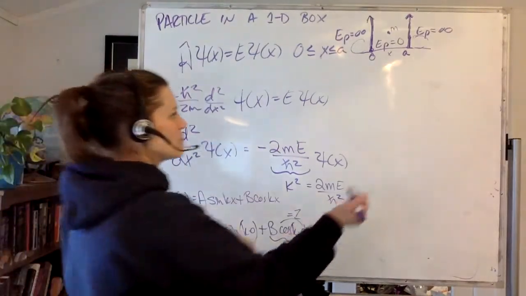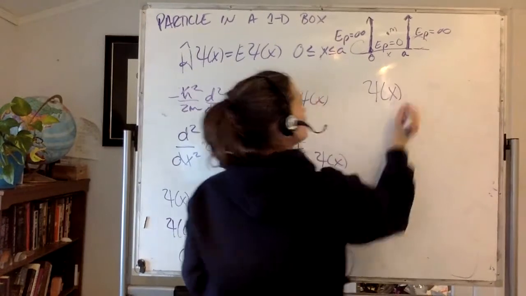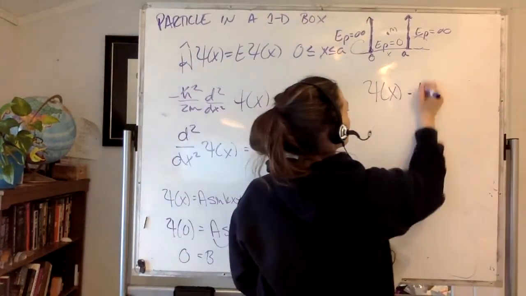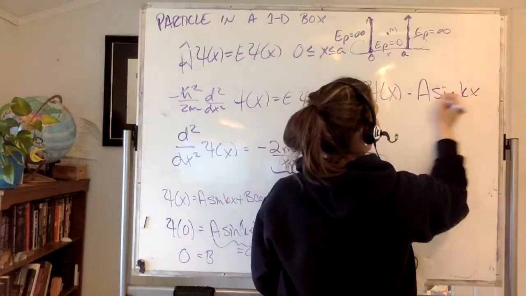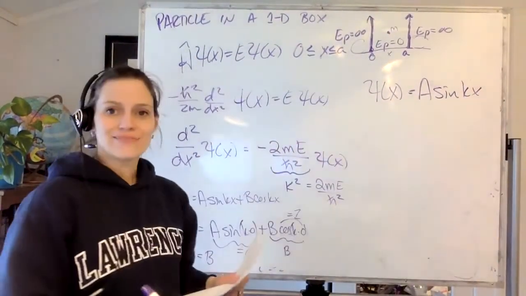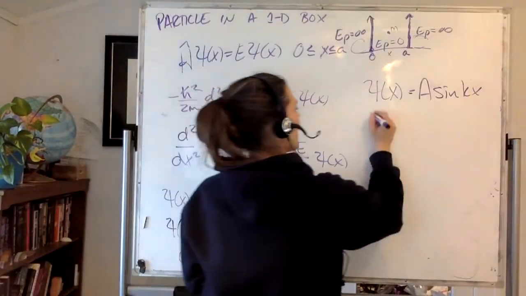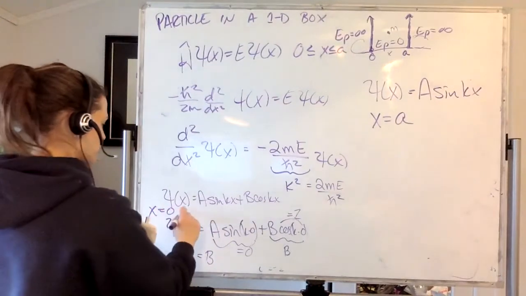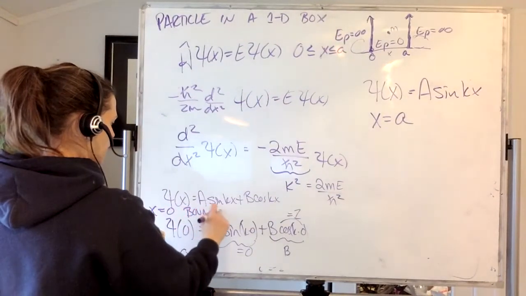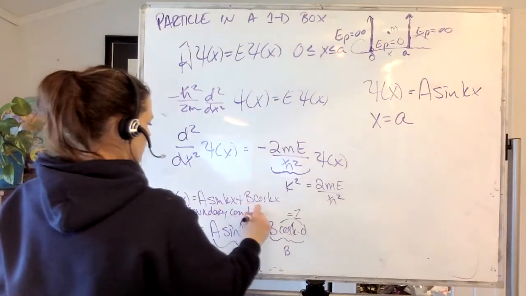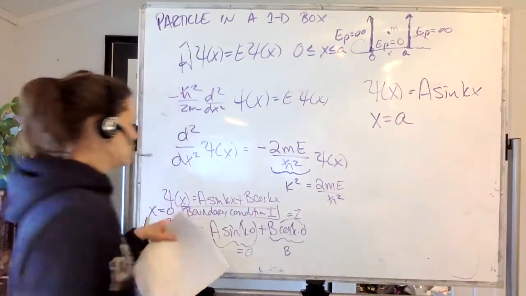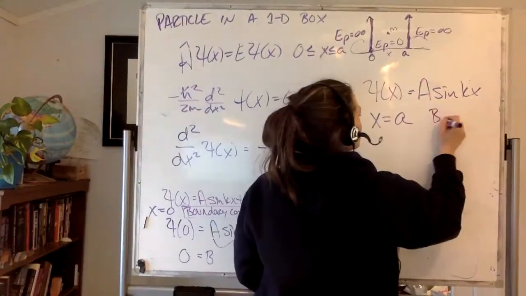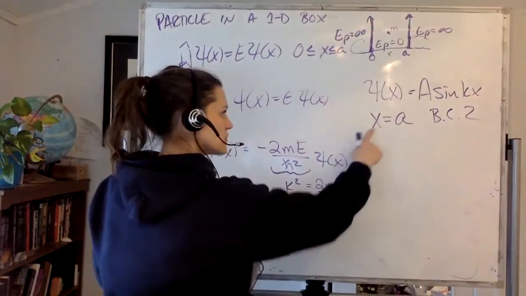So that means that my wave function, psi of x, for a particle in a box based on boundary conditions is equal to A sine kx. Cool. Let's consider the other boundary condition. At x equals 0, that's boundary condition 1. It's boxed because it's important. Boundary condition 2, x equals a.